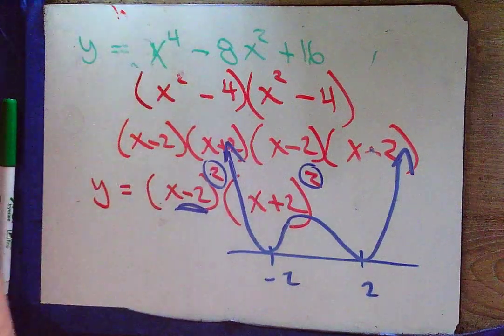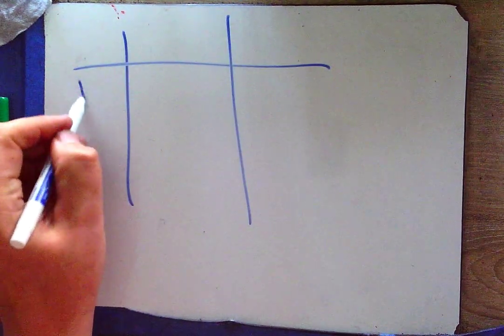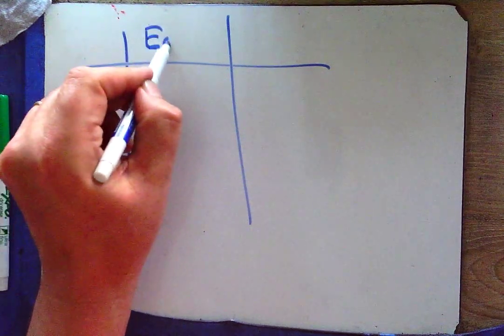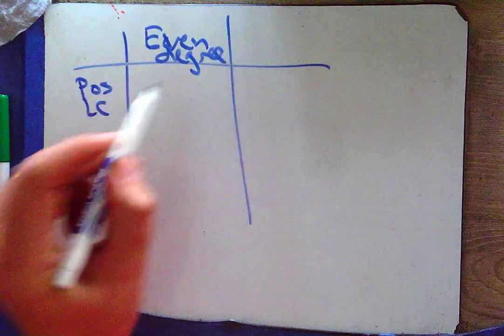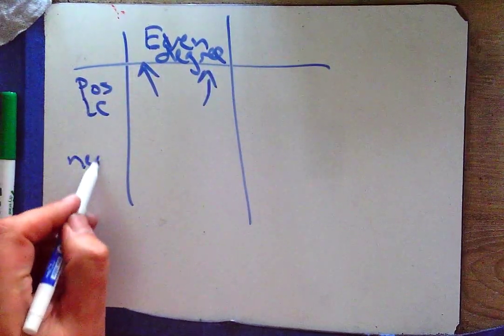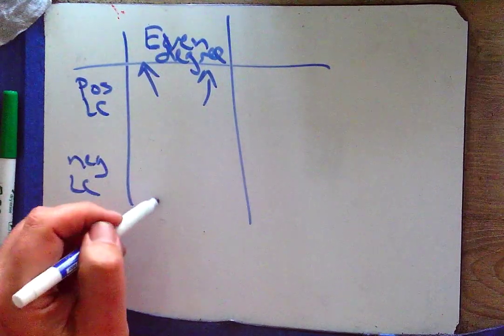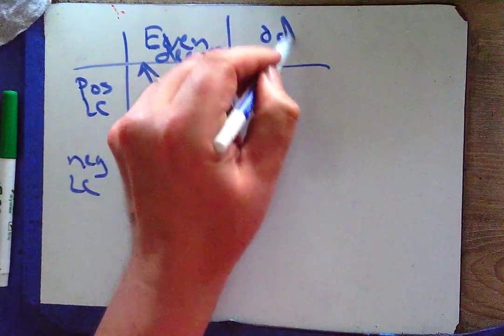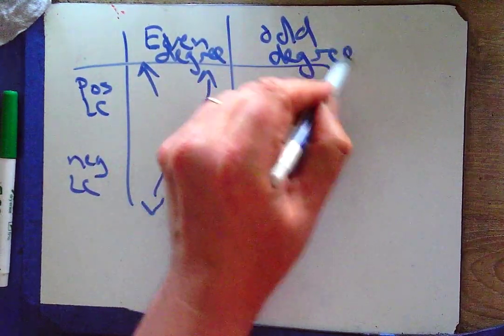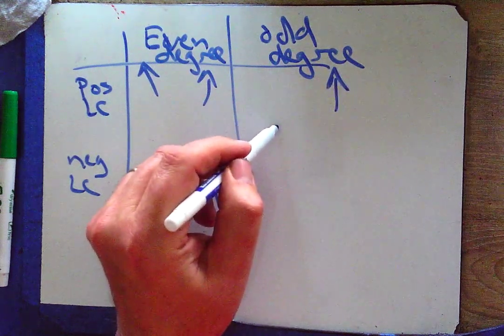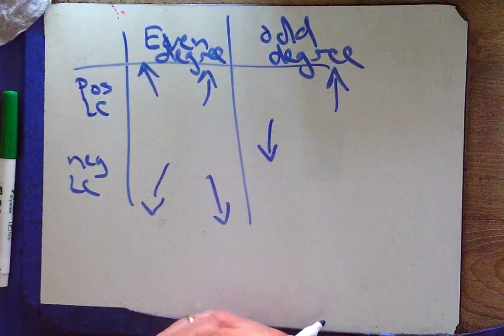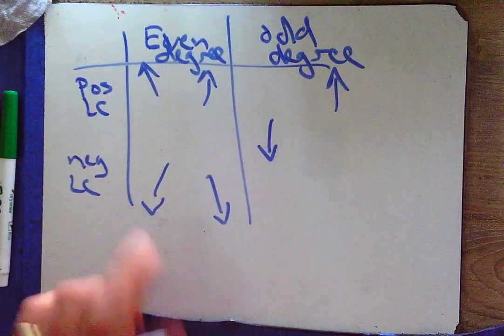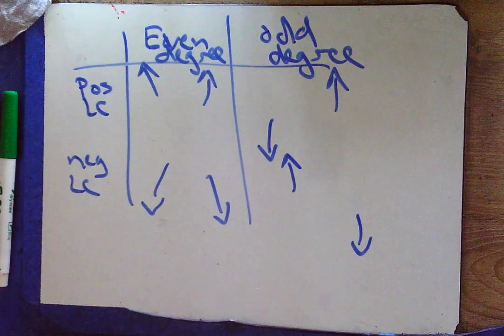So, to summarize, I need you to think about multiplicity and to think about end behavior. Remember, a positive leading coefficient with an even degree, both ends go up. And a negative leading coefficient for an even degree polynomial, both ends go down. For an odd degree polynomial with a positive leading coefficient, we go up as x heads to infinity, and down as x heads to negative infinity. But if I have an odd degree polynomial with a negative leading coefficient, then this side is up and this side is down.